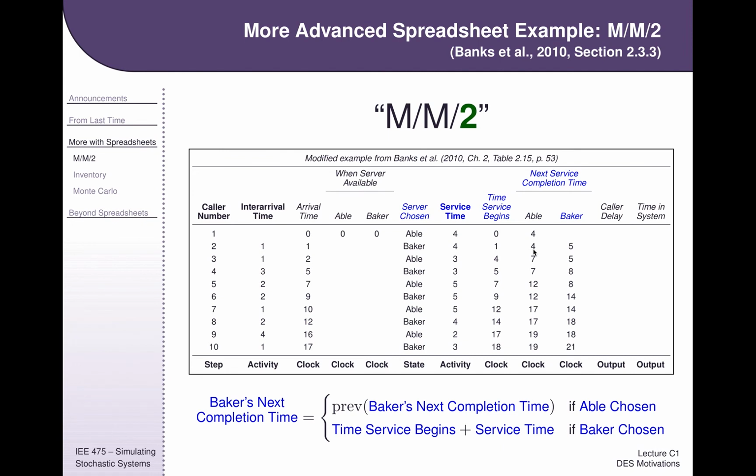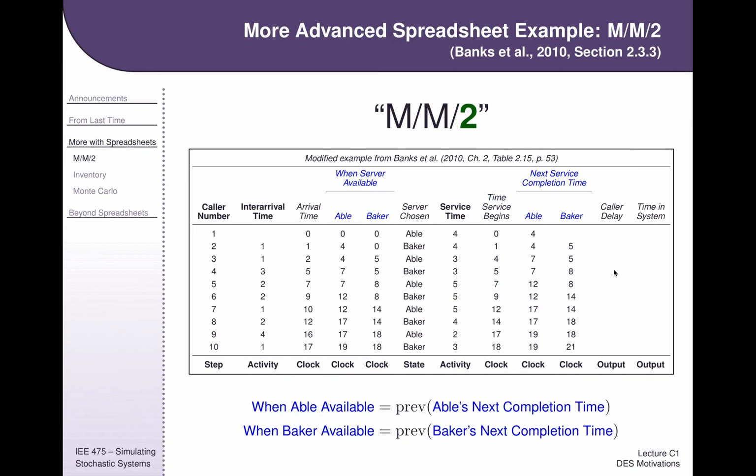Now, this customer was handled by Baker. So for this customer, they began their service at 1. The service time lasted 4, and that must have been done by Baker. So now Baker is going to be available when this service time ends, and so Baker's ending service time is here, and then we can fill those down.